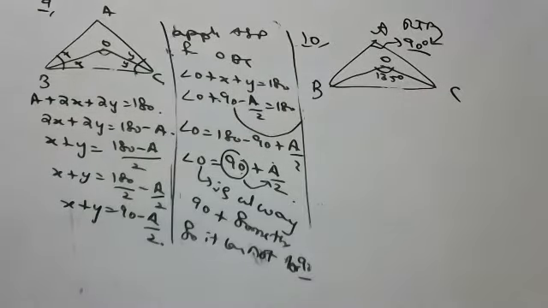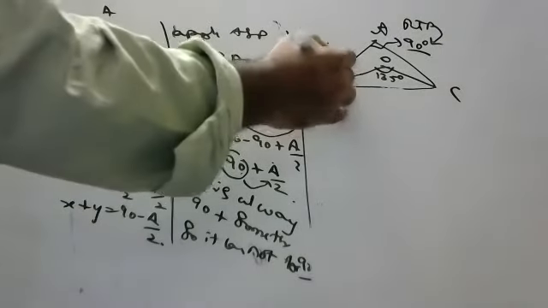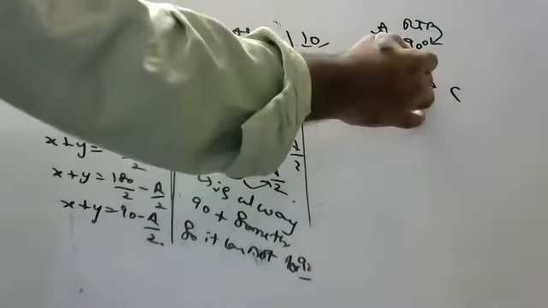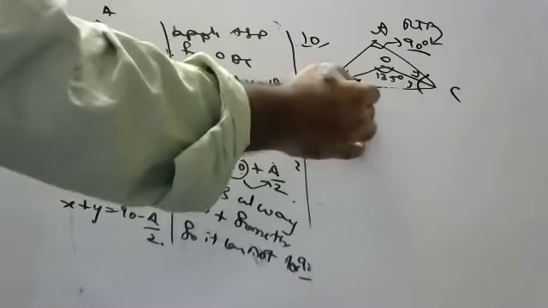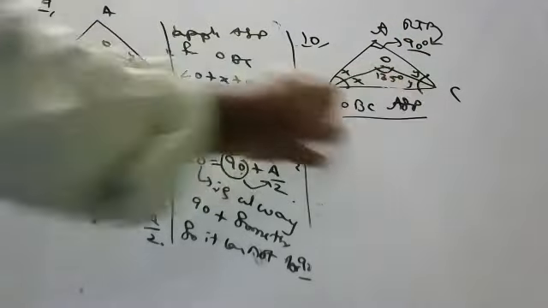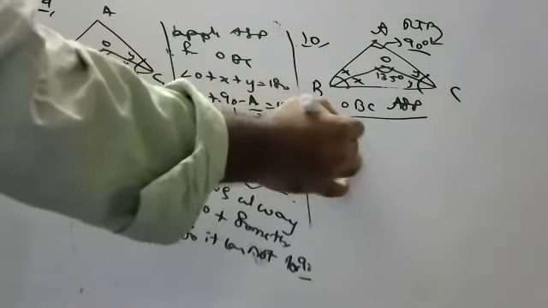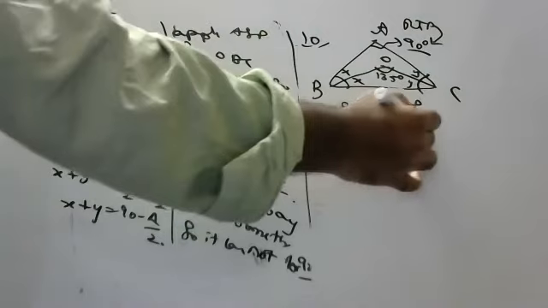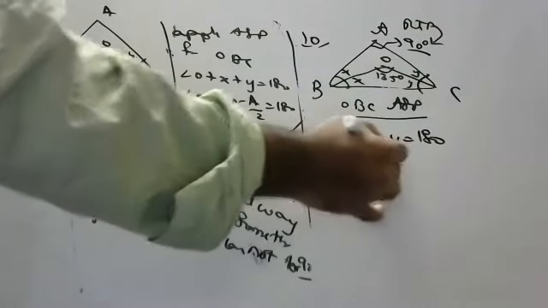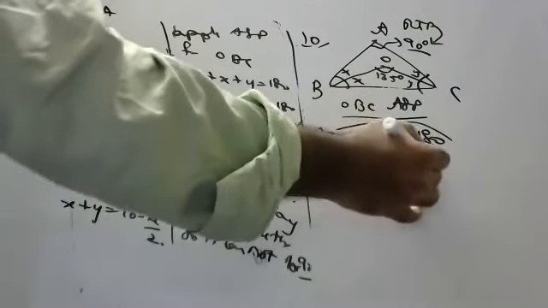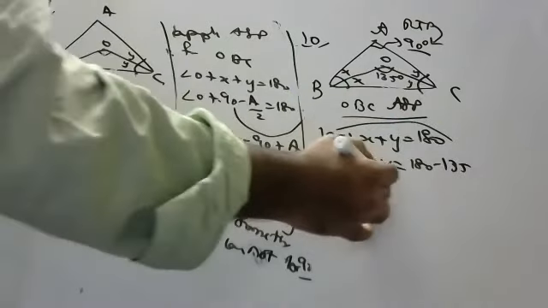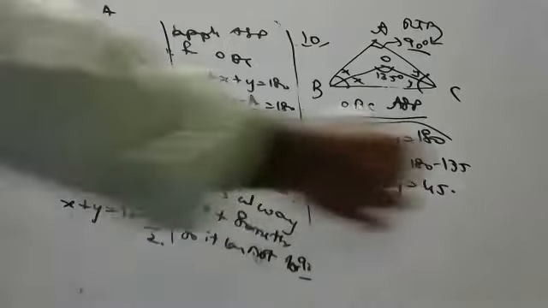Let's check. If this angle is x, this is x. If this is y, this is y. First step, in triangle OBC, apply the angle sum property: 135 plus x plus y is equal to 180. So x plus y is equal to 180 minus 135, which is 45. Okay, children, you got this.